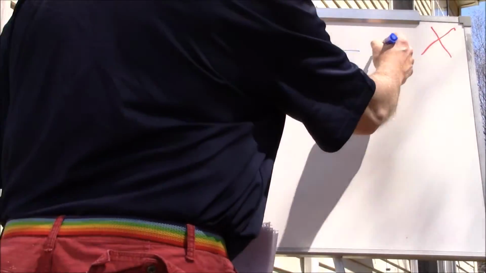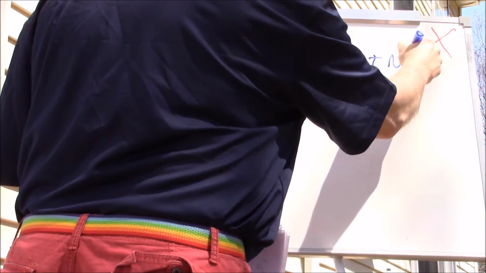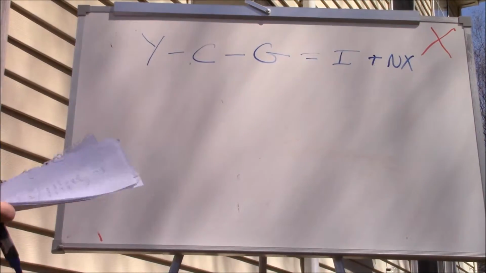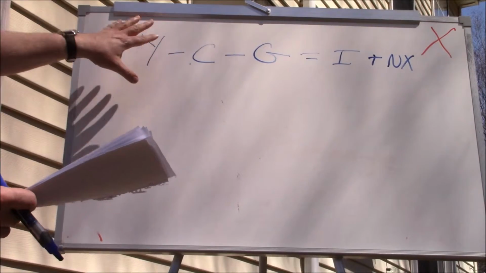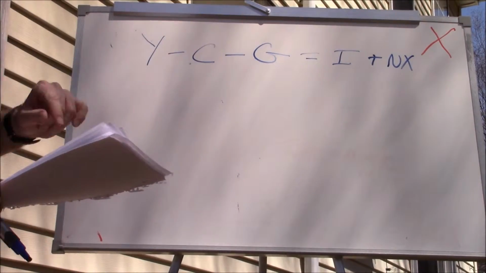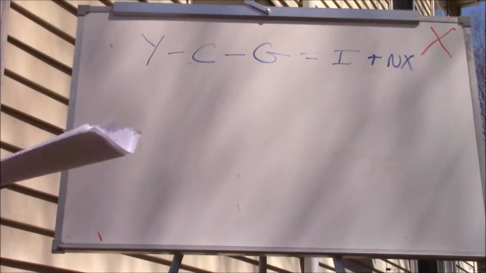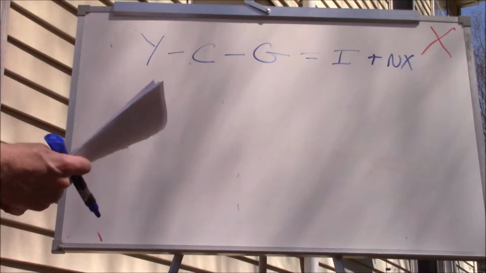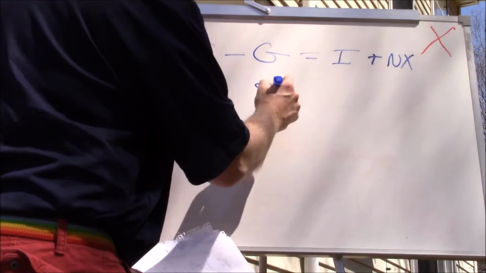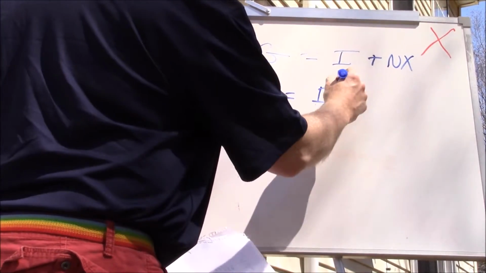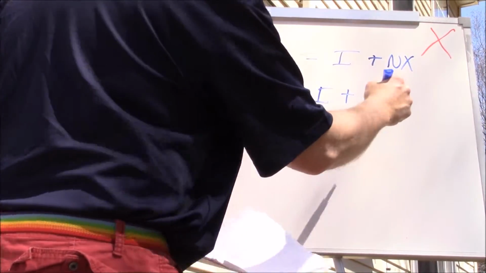But now we're going to add in net exports. Because remember, Y equals C plus G plus I plus NX. So if we subtract C and G from Y to get savings, we then come down to this idea that savings equals investment plus net exports.